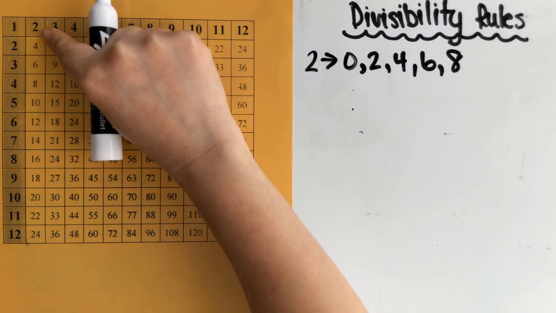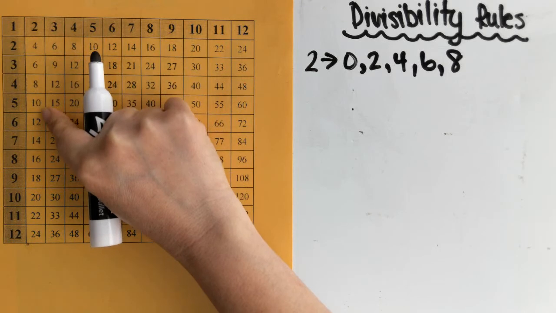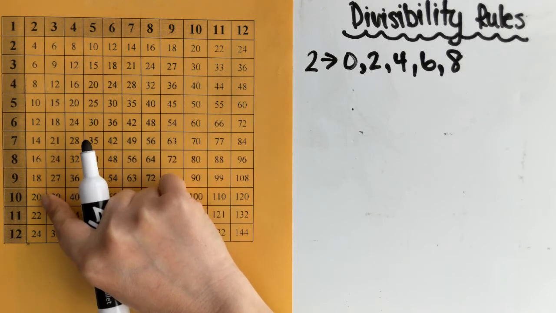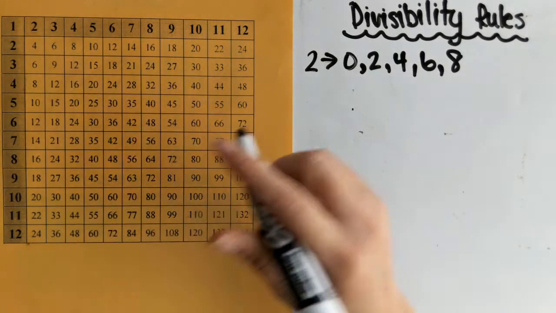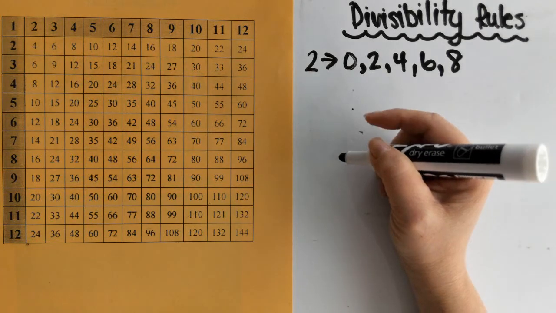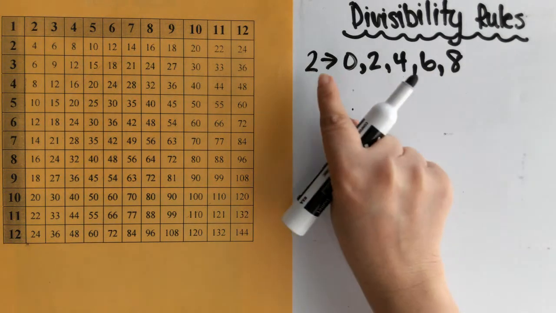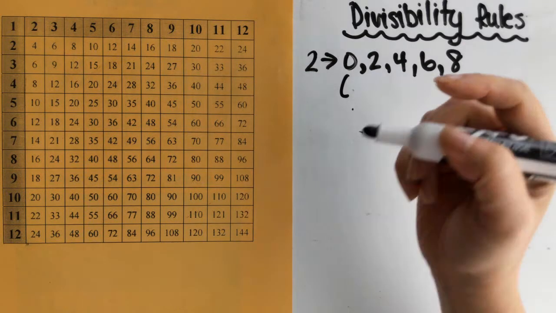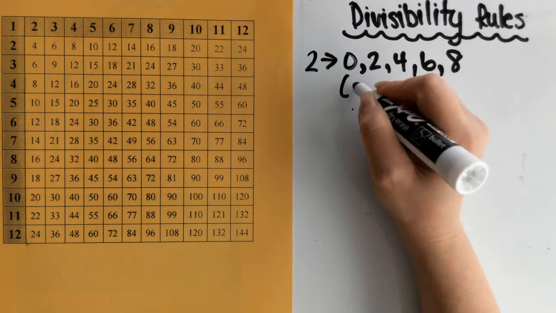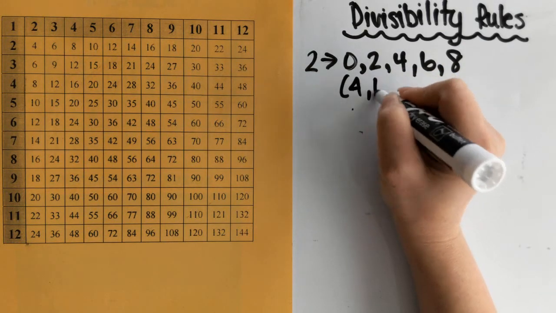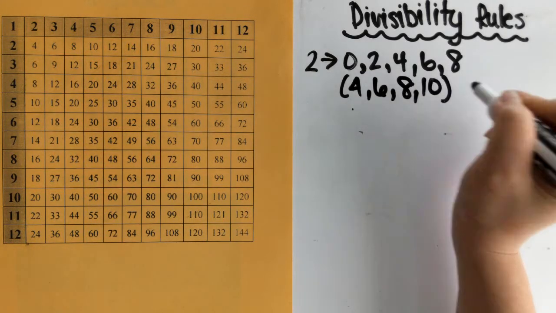Did you notice in my 2's facts family, it ends in 4, 6, 8, 0, 2, 4, 6, 8, 0. These are all what we call even numbers. And here's the tip: any number that is divisible by 2 is most likely, not always, but most likely also divisible by 4, 6, 8, and 10.